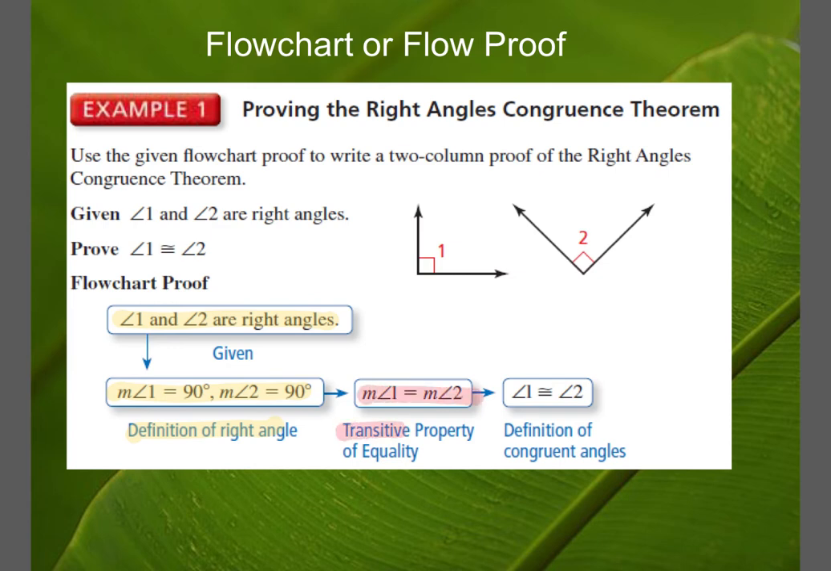And your book used transitive here. I would have allowed substitution as well because you're substituting a value in, or you're taking out a value, okay? So I wouldn't have marked substitution wrong, but the better one is transitive. And then if they're equal, they're congruent, and that's the definition of congruent angles.